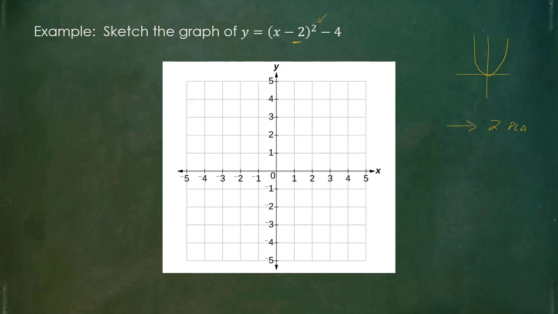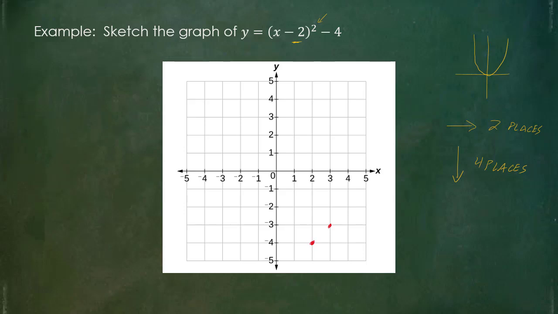And then I have subtraction by 4 outside of the function, so that's going to move it down 4 places. And so now if I just take those key points that we hopefully can remember from our graph, normally that U-shape should start at the origin, so if I plot that point first, I would just go 2 to the right, 4 down, plot the point. The next one it would go through normally would be 1, 1, so if I take that same point, go 2 to the right and 4 down, it gives me that point.